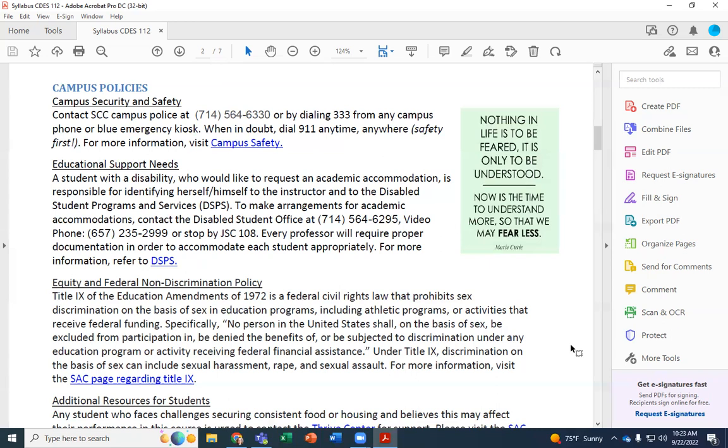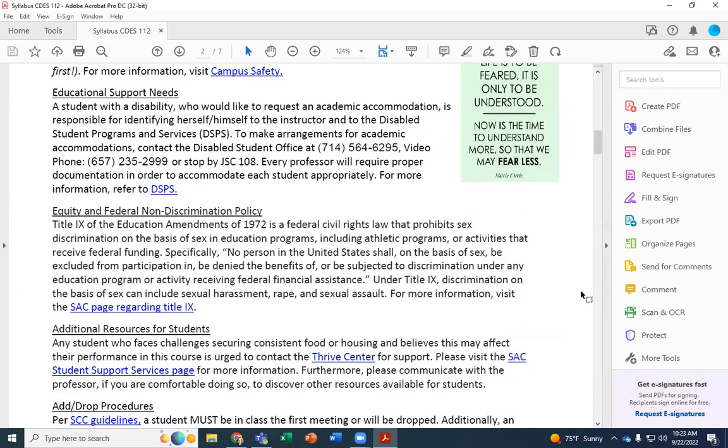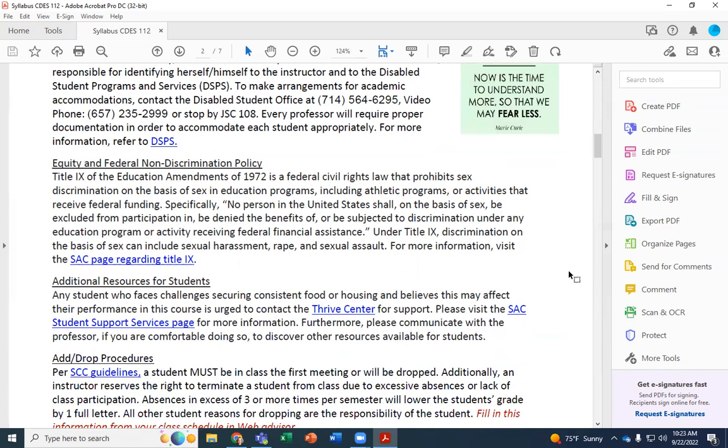I can't give you accommodations or modifications without the letter, but I'm pretty flexible in here. So everybody gets a bonus. Equity and federal non-discrimination. Title IX protects all of us, men and women. It used to just protect funding and now it protects our bodies.